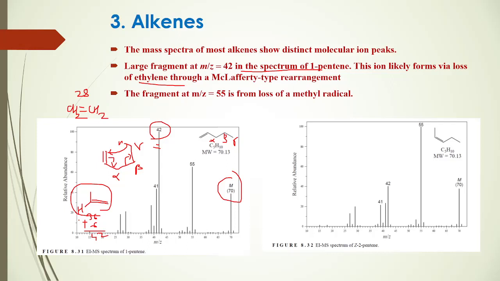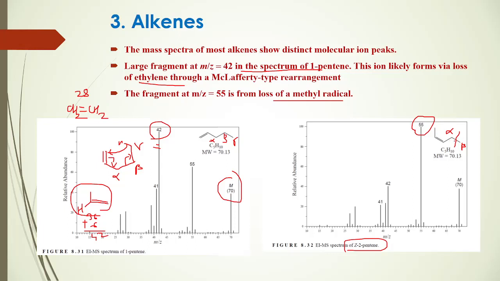Friends, if we don't have gamma hydrogen, as you can see here in the second example, then alpha cleavage and beta cleavage are the most convenient and common fragmentation patterns. In this 2-pentene, you can see that the peak at 55 is formed by the loss of a methyl radical. So this methyl radical is formed and lost, and we get the peak at 55. Alpha and beta cleavage are also common in alkenes. Besides this, allylic cleavage is another important cleavage in alkenes.